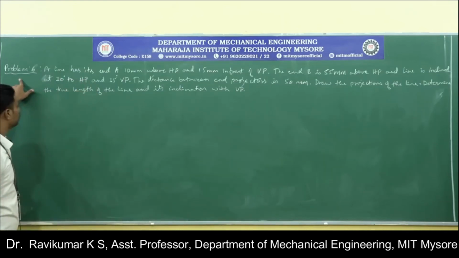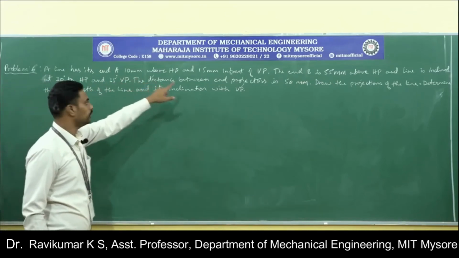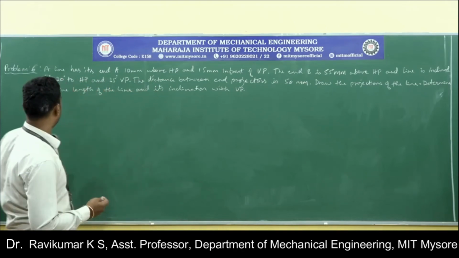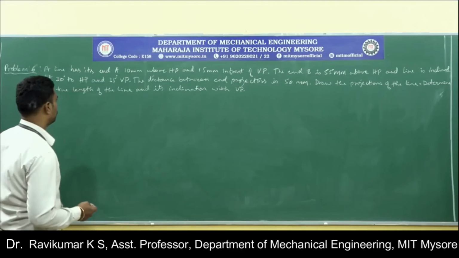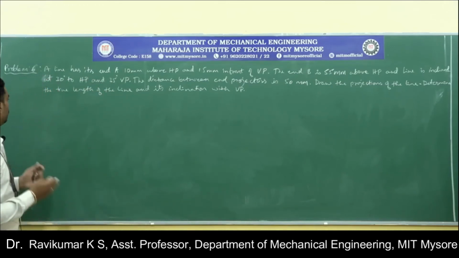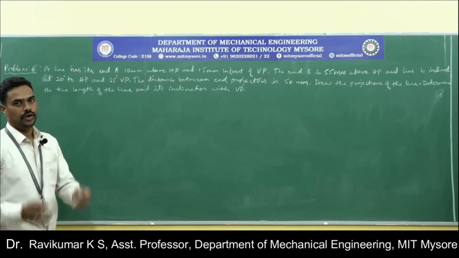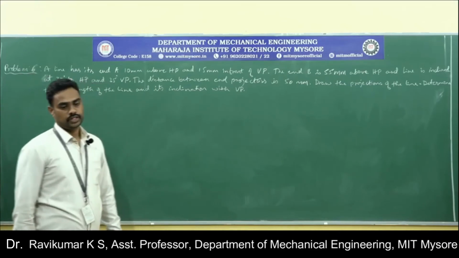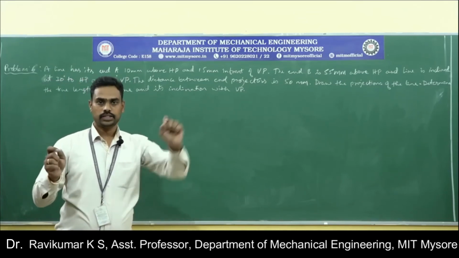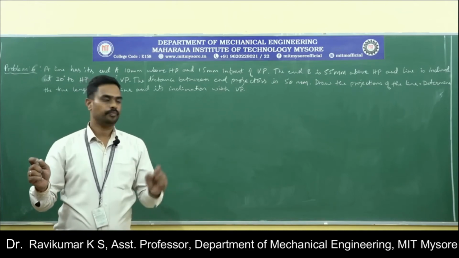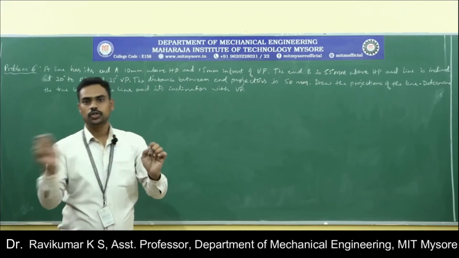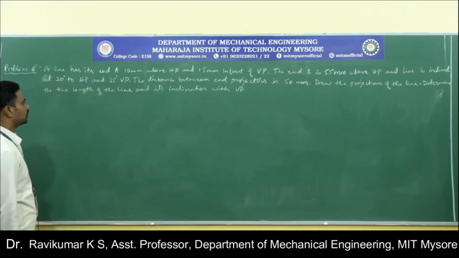Coming to problem number 6. A line has its end A 10 mm above HP and 15 mm in front of VP. The end B is 55 mm above HP and the line is inclined at 30 degrees to HP and 35 degrees to VP. The distance between end projectors is 50 mm. Draw the projections of the line. Determine the true length of the line and its inclinations with VP. Here the distance between end projectors is given. As I said in the earlier problem, it is the horizontal distance between the two projectors, A dash A, B dash B, or P dash P, Q dash Q. That is the distance between end projectors.